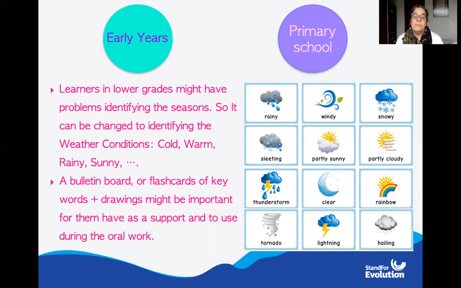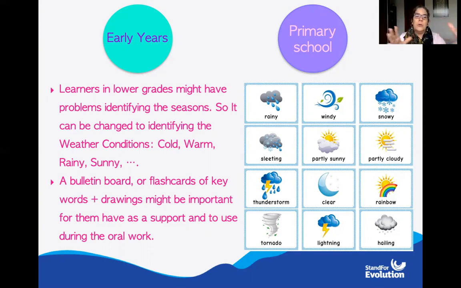For example, I love rainy days or windy days, right? You have here a chart for you to help them improve their oracy skills. Or you may have a bulletin board or flashcards of keywords plus drawings, right? That may be important for them to have as a support for their oral production. So they might have this information on a bulletin board, and they might refer to that when describing all the main features of the favorite season or the favorite weather condition, right?